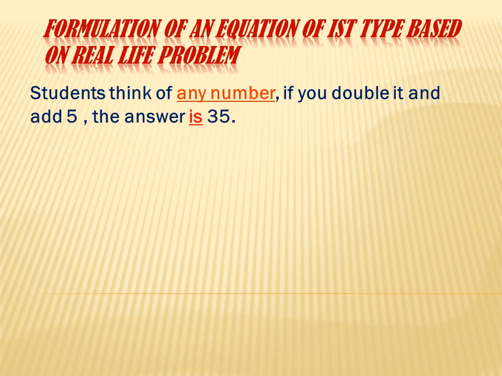A student thinks of any number, and if you double it and add 5, the answer is 35. This question is given to you and you have to formulate an equation. Now before moving, students, we are going to change this English statement into a mathematical statement. How? Let us see. Here we are saying our student is thinking of any number. So any, that is not fixed, you can think of any number. So this will give you x.